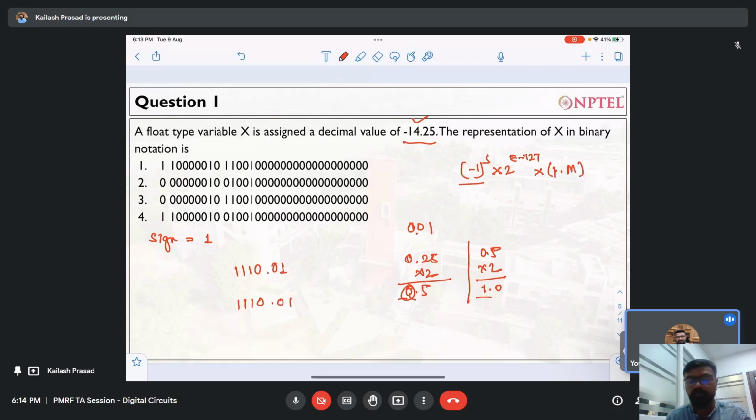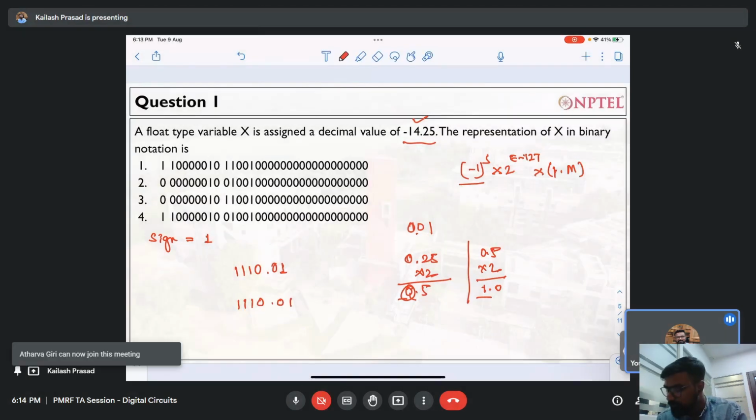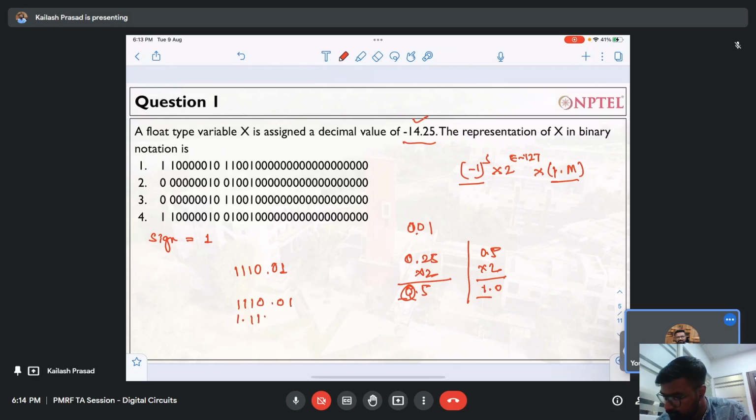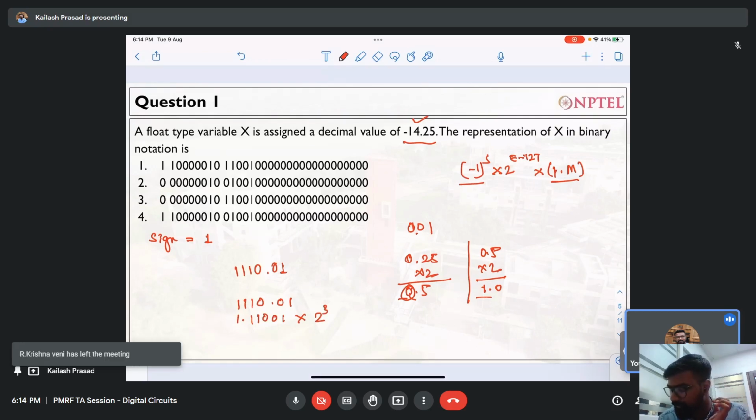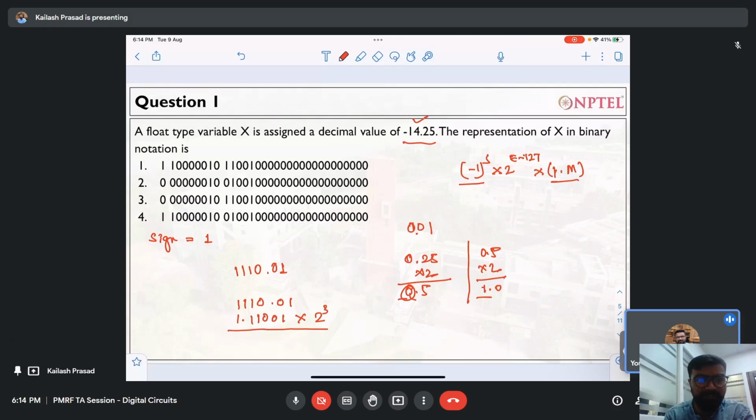1110.01. Now if we write it in this particular form, 1 dot mantissa, we have to shift the decimal. So we can write 1.11001 times 2 to the power 3. This will be the representation in binary format. We still have to represent this number in the format.